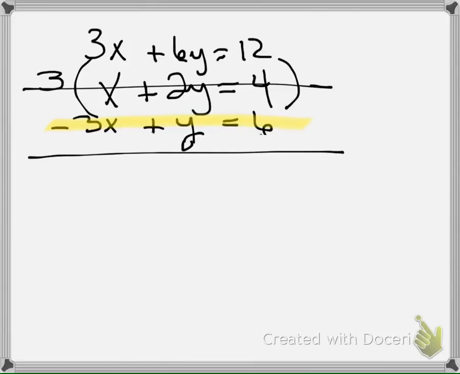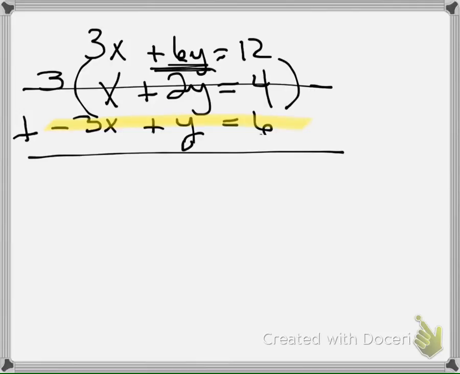Now what do we do? Add. We're not trying to solve anything. Now they're lined up perfectly, aren't they? Now we're just going to add the two equations together. So 3x plus negative 3x. What's 3 plus negative 3? 0. So they go away.